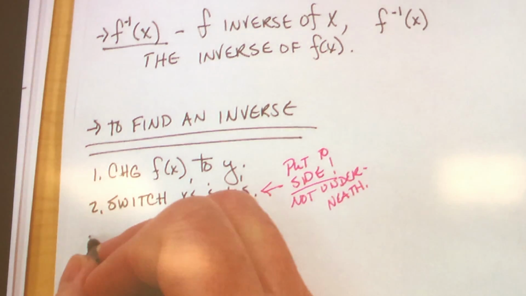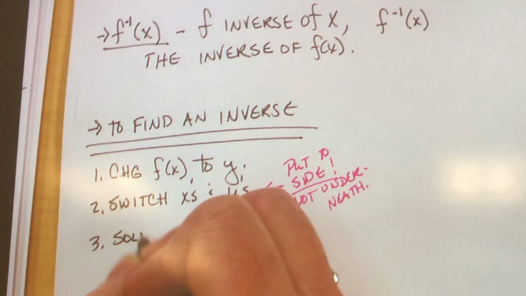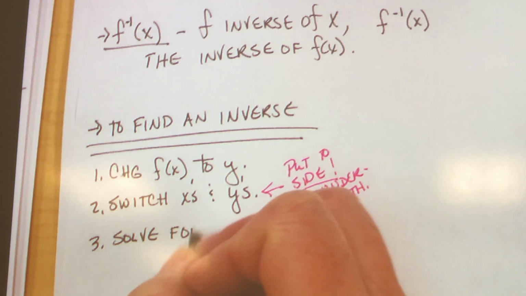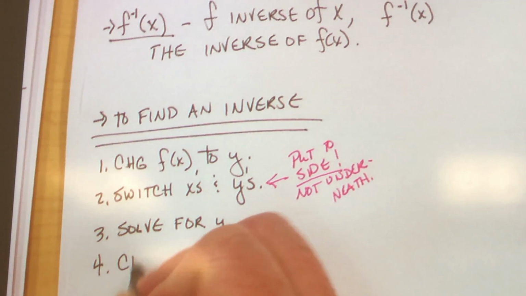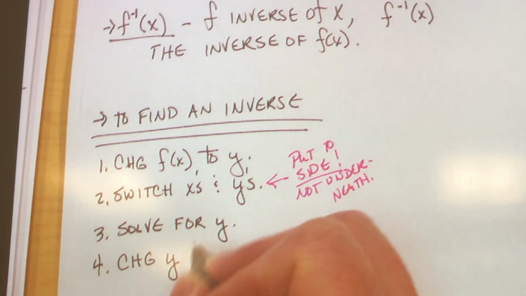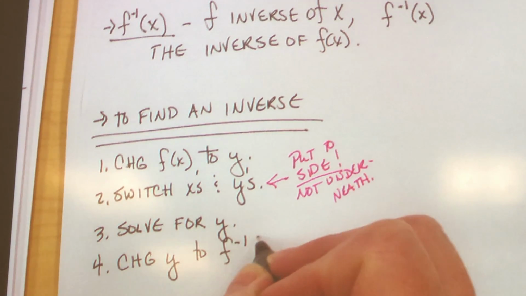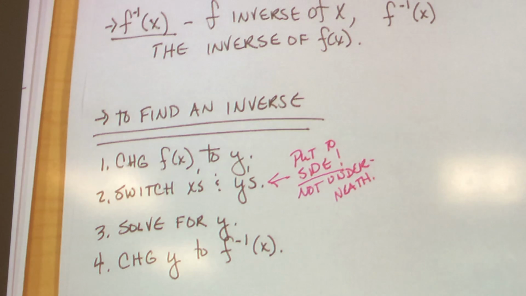The third thing you're gonna do is solve for y. And the last thing you're gonna do is change the y to f inverse of x to show that it is an inverse function. Now, does that seem difficult? No, okay? This is not difficult. Are you going to make it really, really hard? No, we're not gonna make it really, really hard.